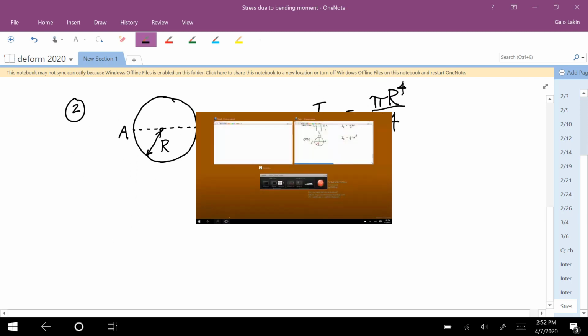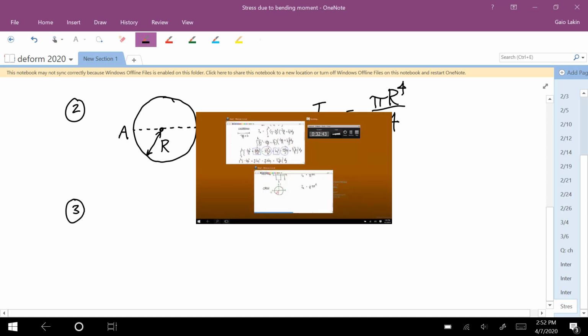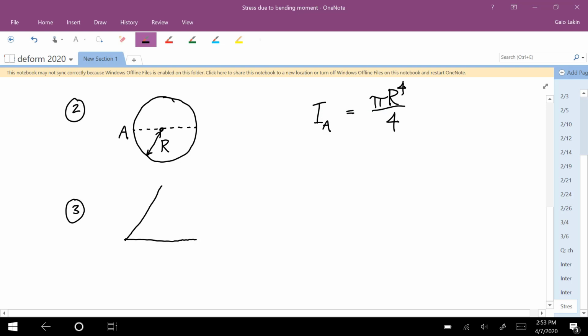The last one is an isosceles triangle. I can't remember if there are any problems where we use this or not. It has to be an isosceles triangle like this, because in order to use the formula for stress for a bending moment, this shape has to be symmetric about the y-axis. The axis has to go through the centroid. So there's the axis A. Again, we'll call the base B and the height H, and the formula for the area moment of inertia about A is B H cubed over 36.